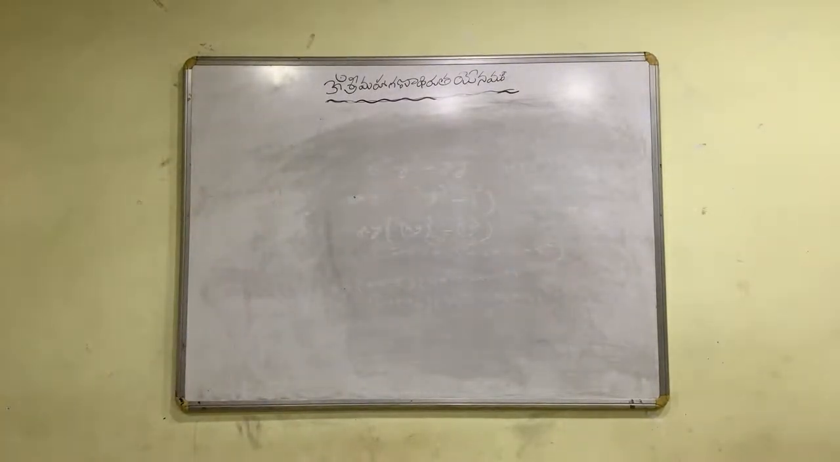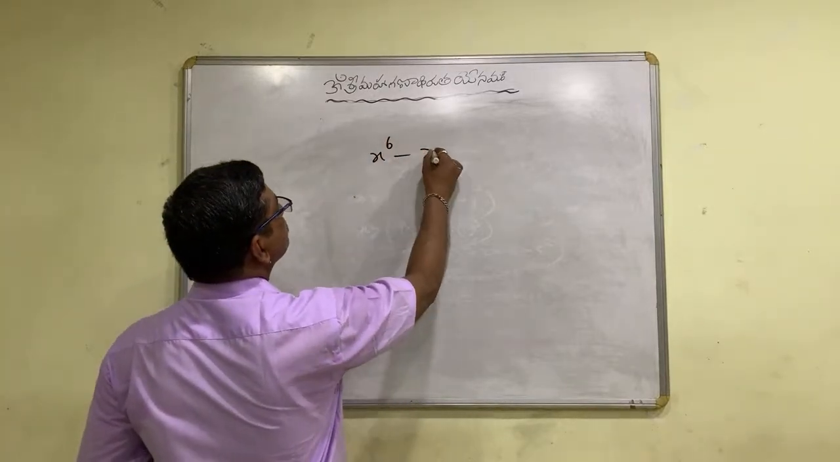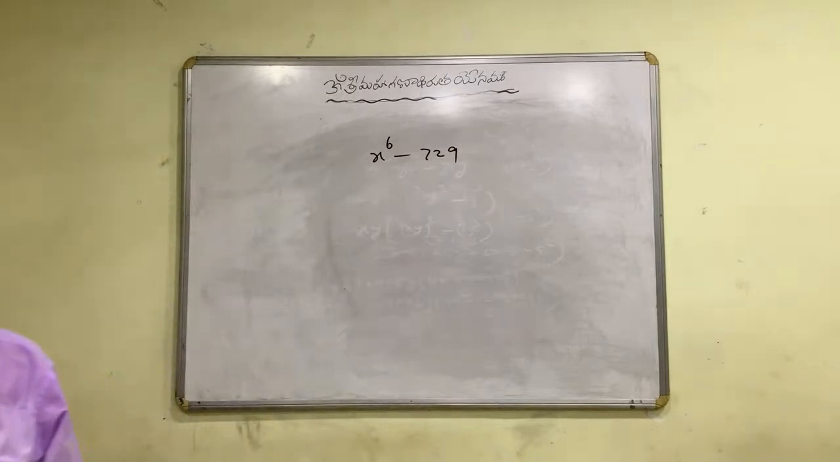Now, I am going to change the model. x power 6 minus 729. Factorize. Okay, children. How to do this? Any idea from your side? I changed the model. Now this is a new model. Anyone, any idea from your side?